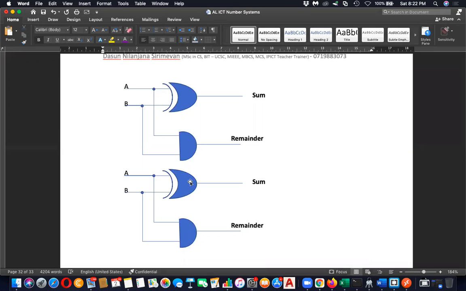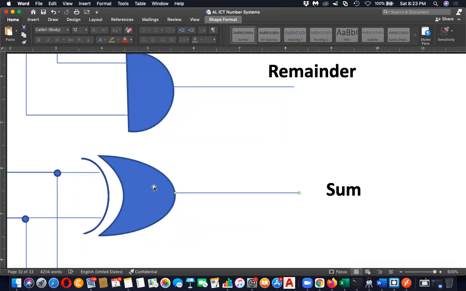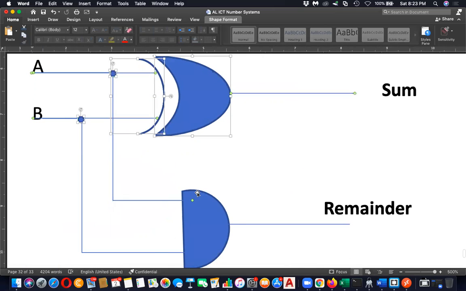So what we are going to do is add this one. Let me combine all these components together first: this one, this curve, this cable, this circle, this one, this cable, this circuit, and this one, including this cable.